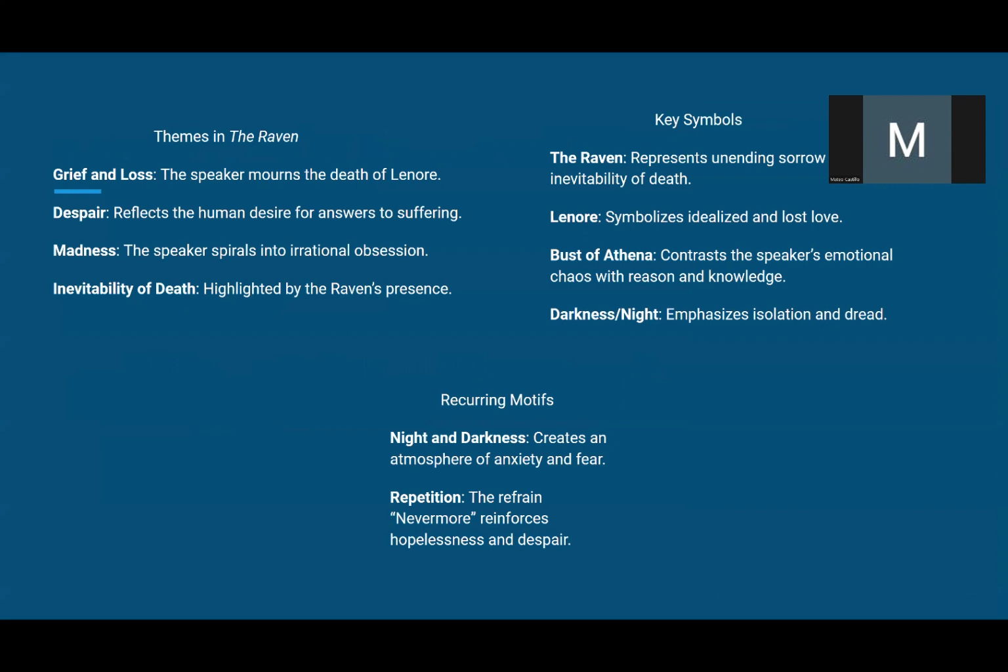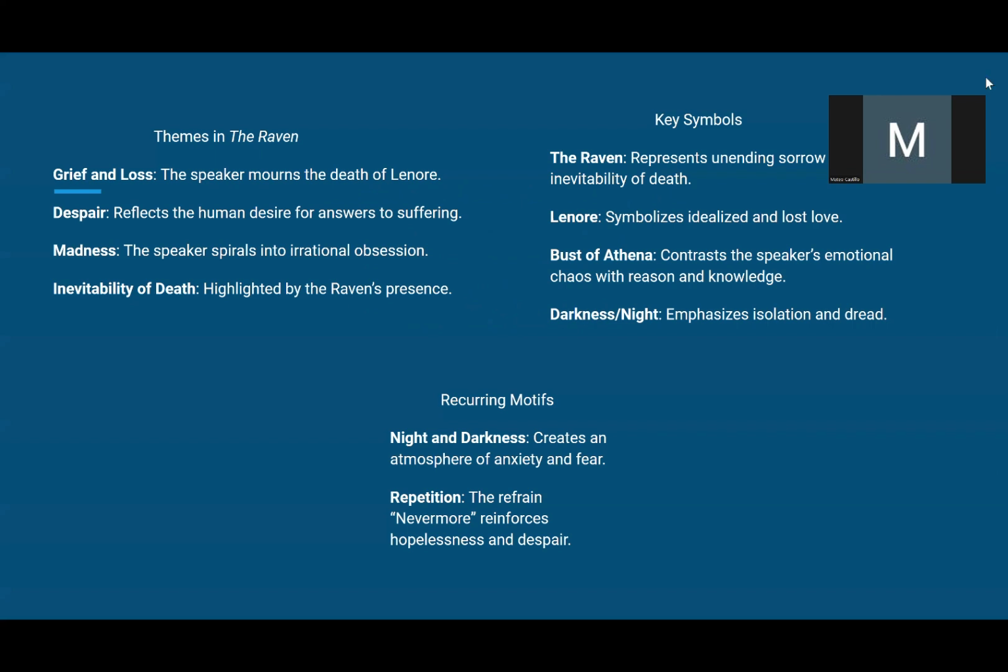Some themes that were explored in The Raven include grief and loss, as throughout the poem we see the speaker mourns the death of his beloved Lenore. Another theme is despair, as it reflects the human desire for answers to suffering. Also, madness. The speaker spirals into irrational obsession over the raven and the inevitability of death, which is highlighted by the raven's presence throughout the poem.